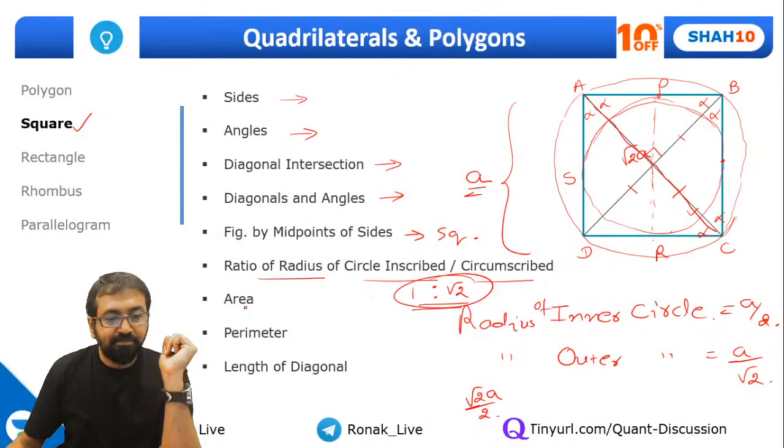Right. Okay. Then area, very simple, a square. Perimeter, sum of all sides. Length of diagonal, √2a.